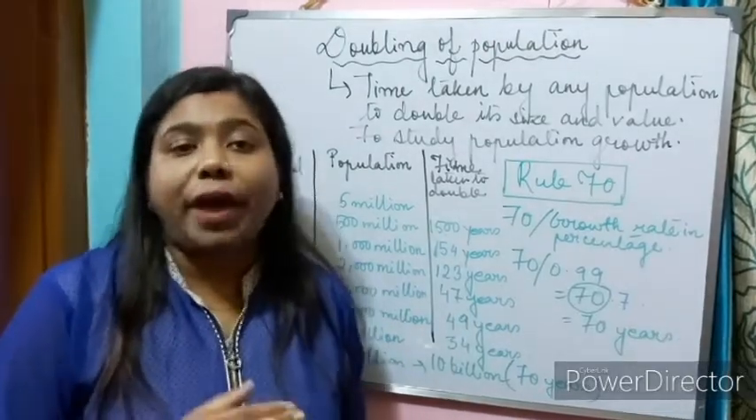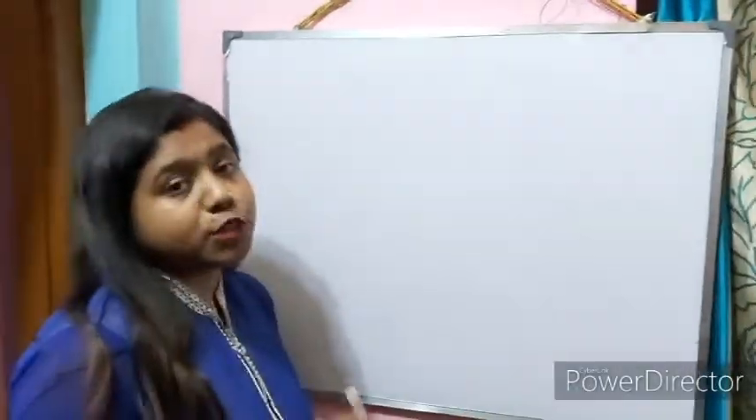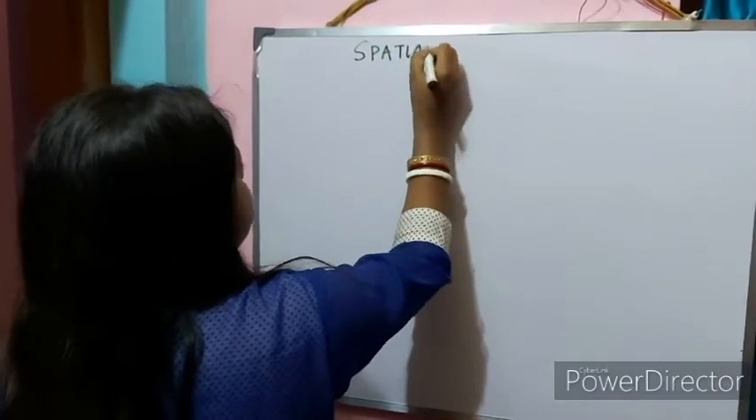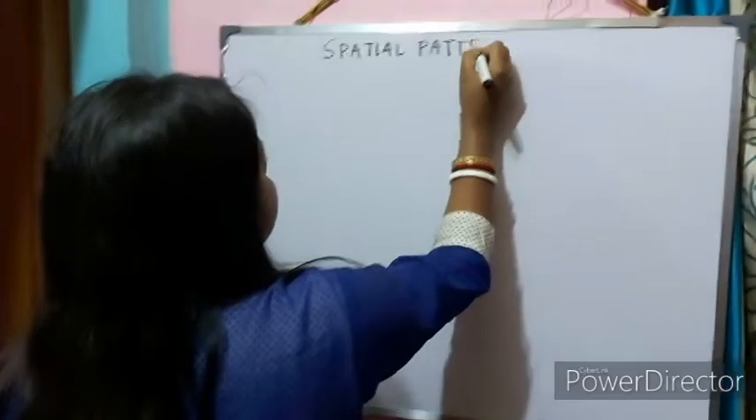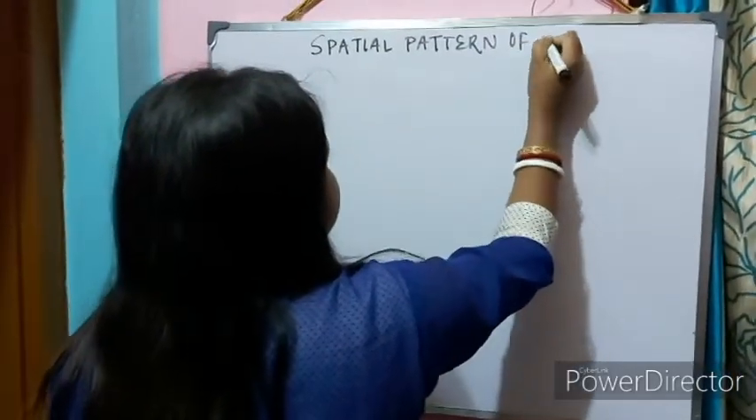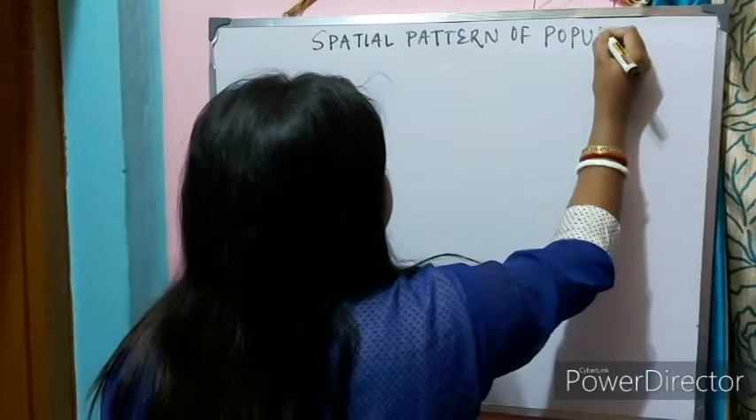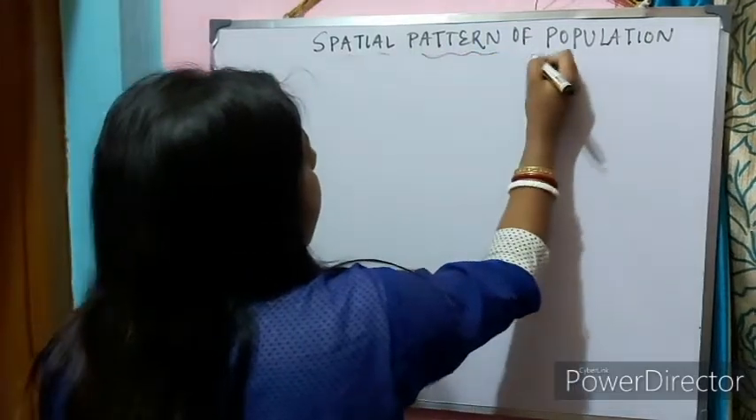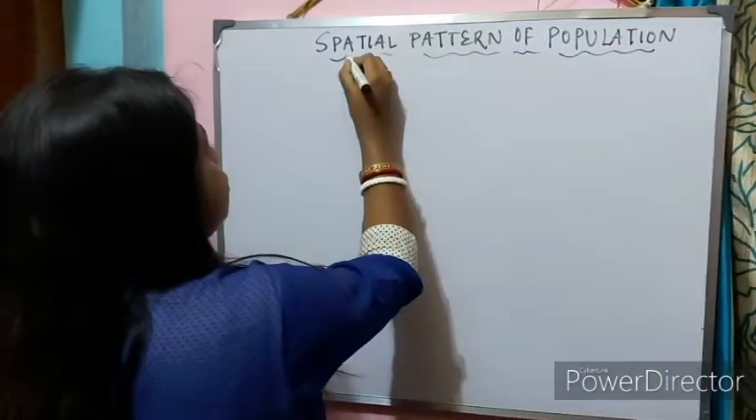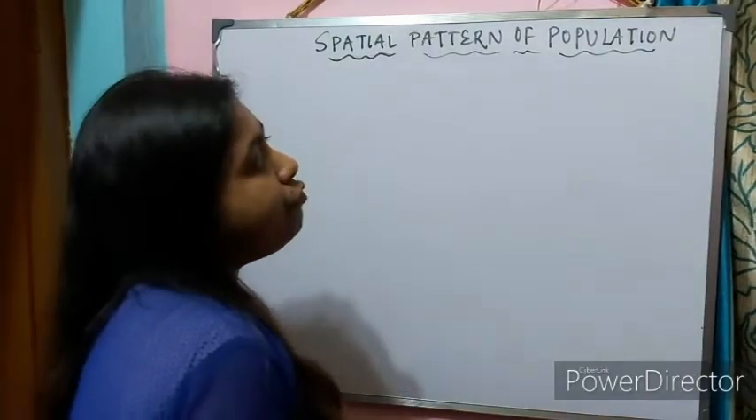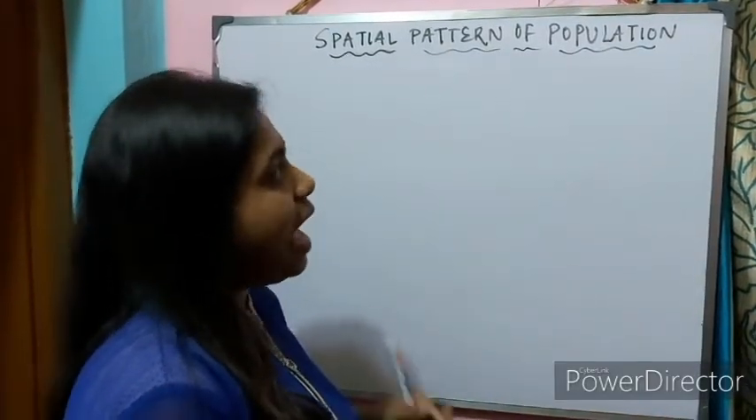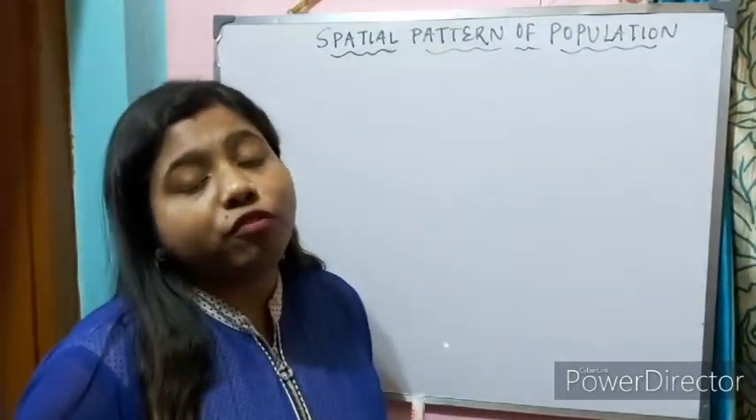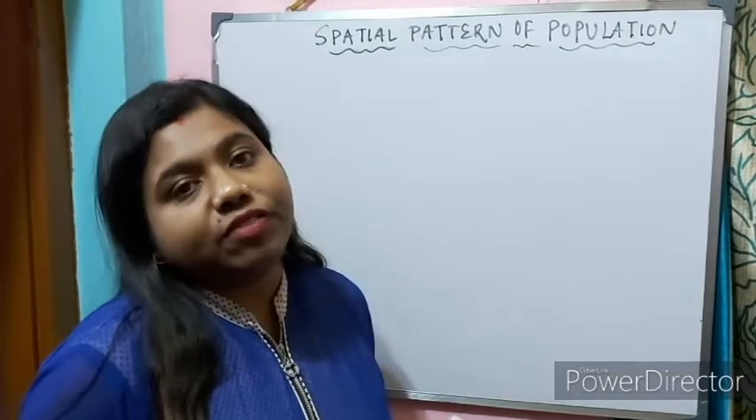Now let us understand the spatial distribution of population. Let us understand the spatial pattern of population change. What is the spatial pattern of population change? It means how the population is distributed over the surface of the earth. We will see that the growth of population is quite low in developed countries compared to the developing countries.